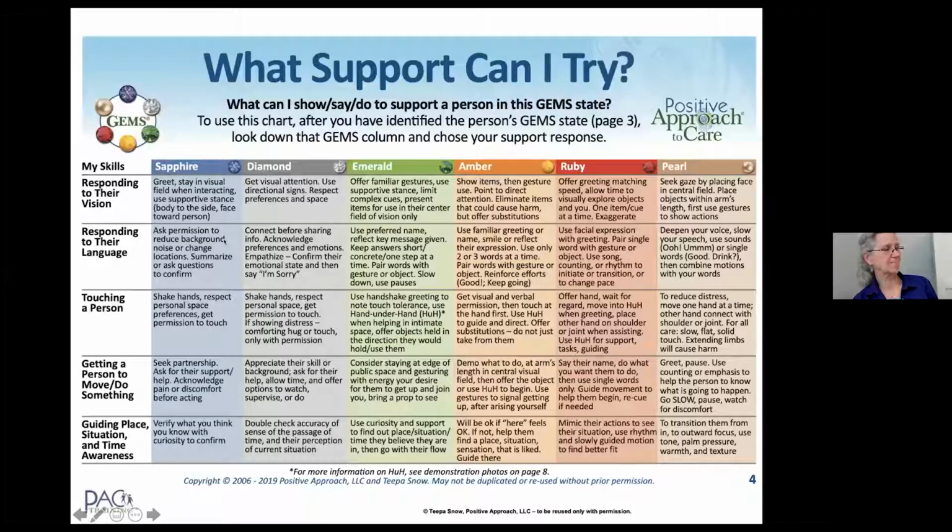What do we got? Offer greeting matching speed, allow time to visually explore, cue one cue at a time, use facial expression with your greeting, pair a single word with a gesture, use song or counting or rhythm, initiate or transition with change of pace, offer your hand and wait for regard and move into hand under hand. So I'm noticing somebody said with COVID, you can't do hand under hand. And what I'm going to say is I'm going to call bullshit on it.